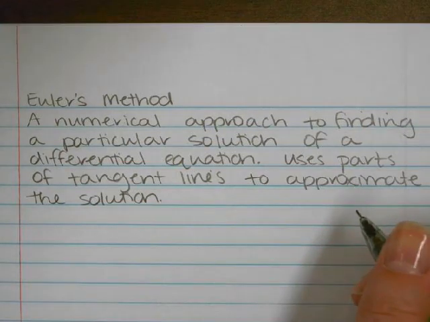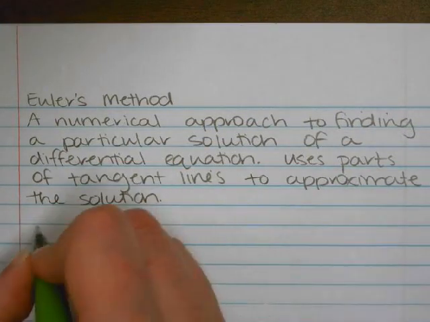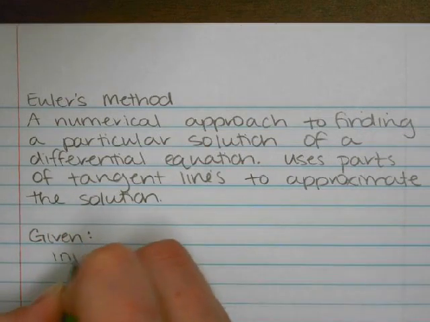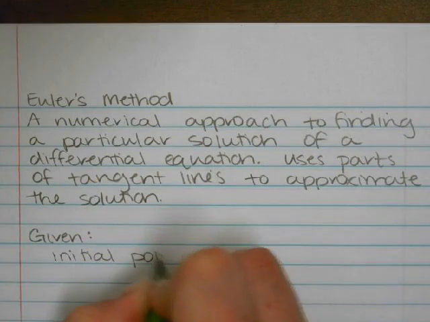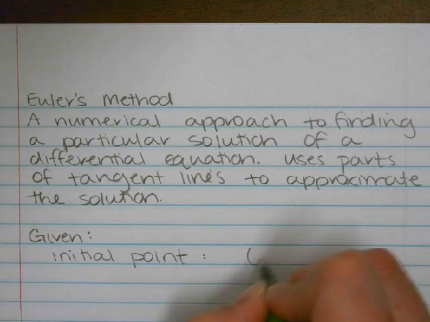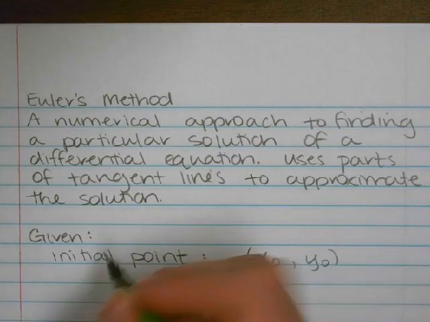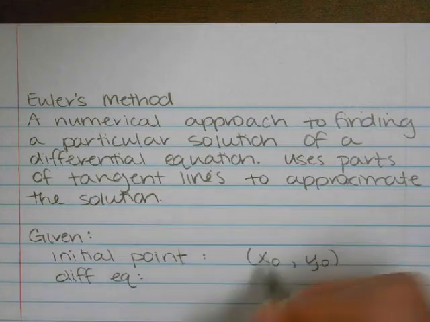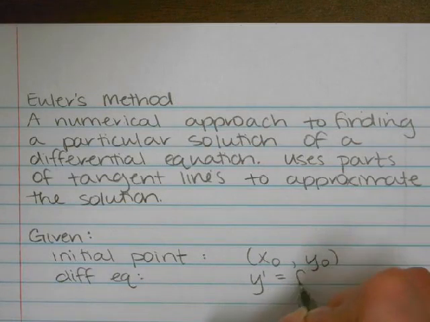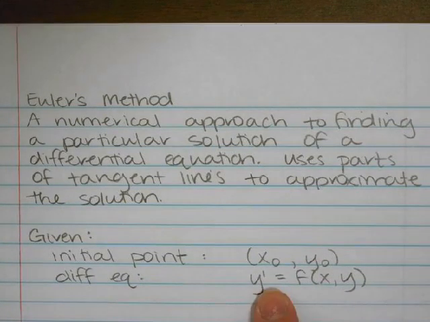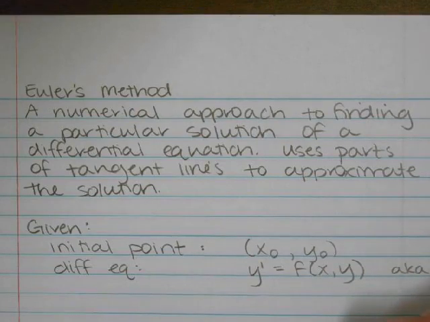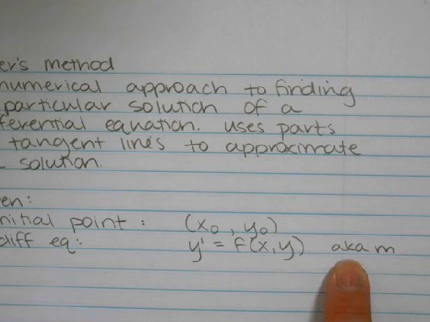All right, so there are three pieces of given information that you will have when you're using Euler's method. You'll be given an initial point, which I'm going to call x sub 0, y sub 0. You're given the differential equation, which I'm going to say is y prime equals f of x, y. So remember, when we looked at differential equations, it was a function of x and y, not necessarily just a function of x. We're going to remember that this differential equation is also where we get our slopes from.